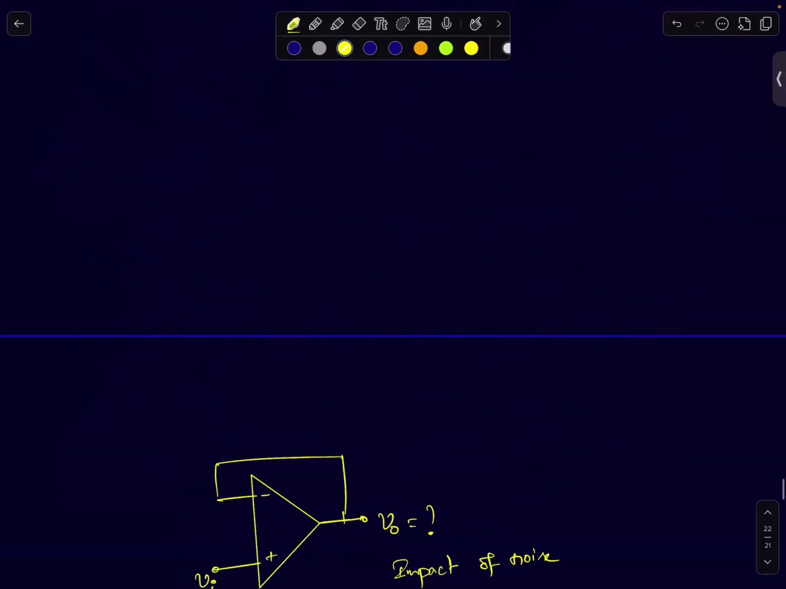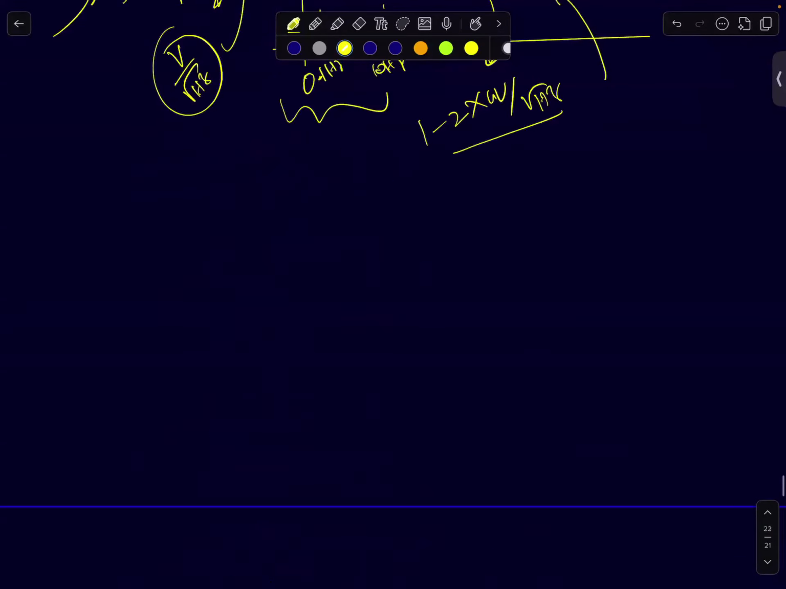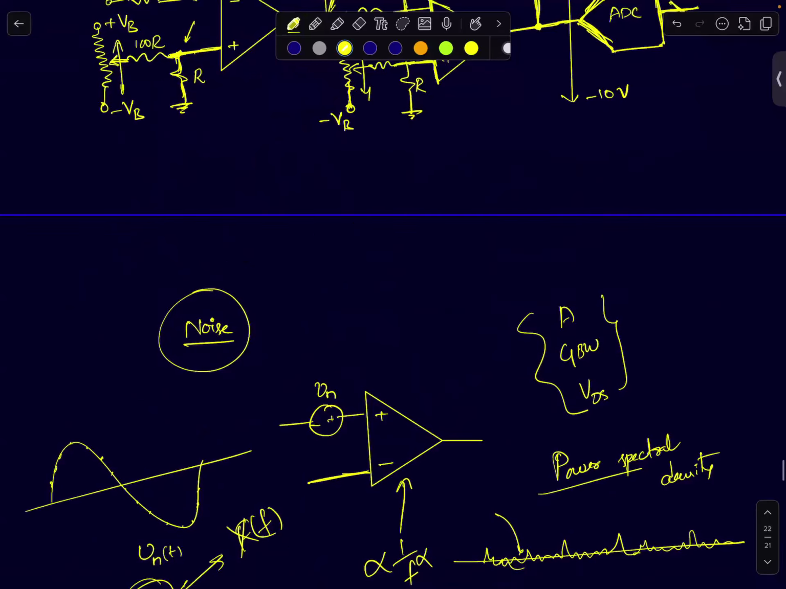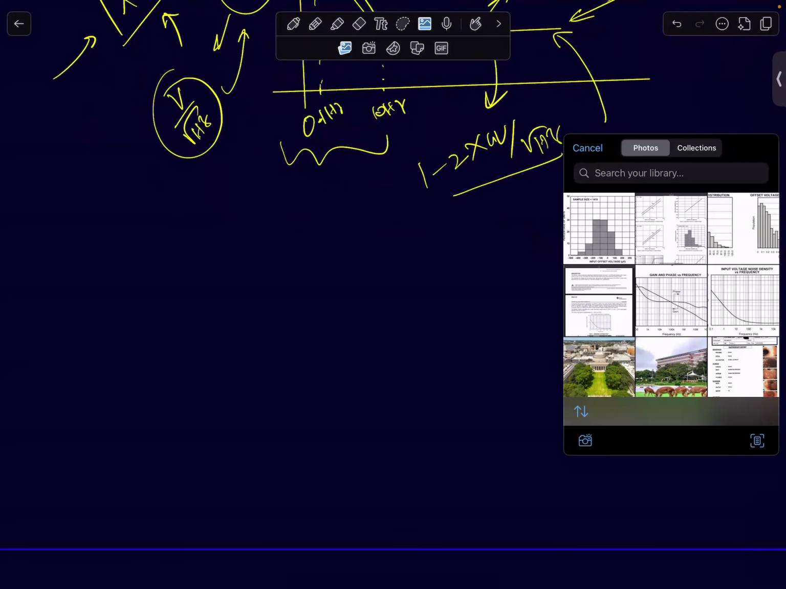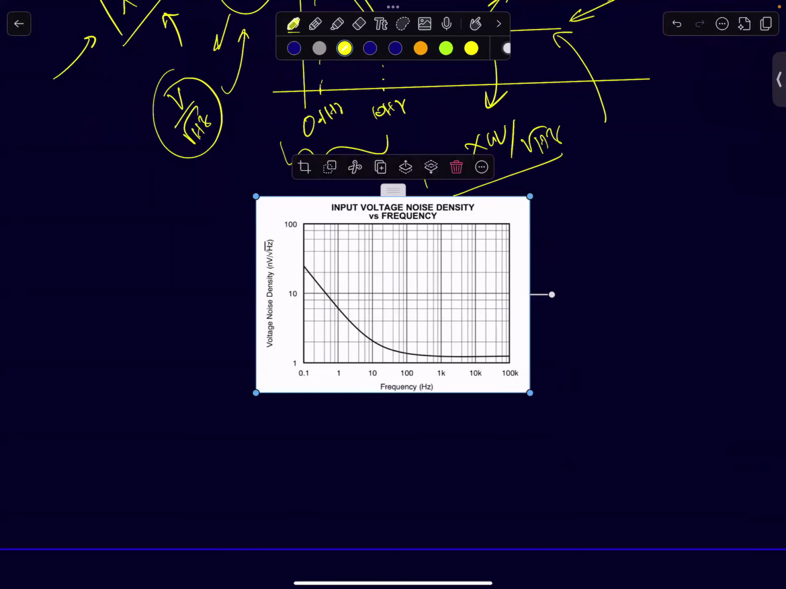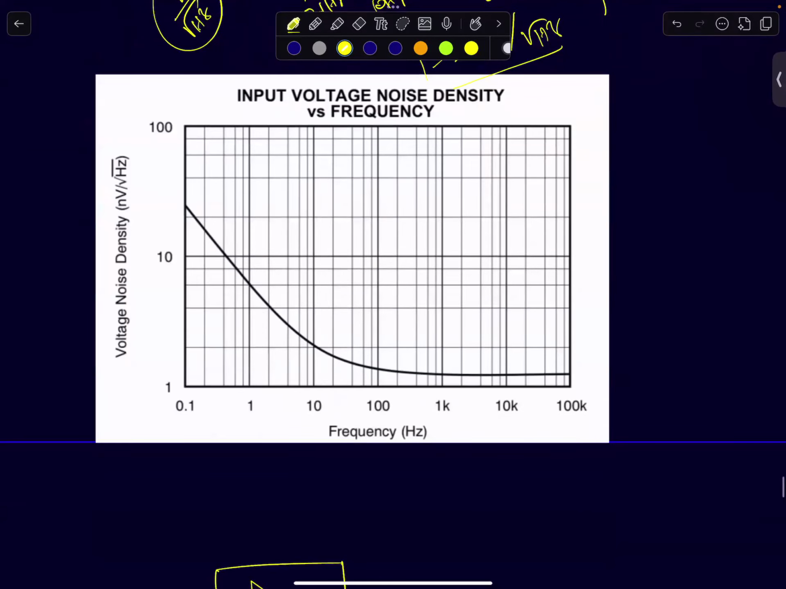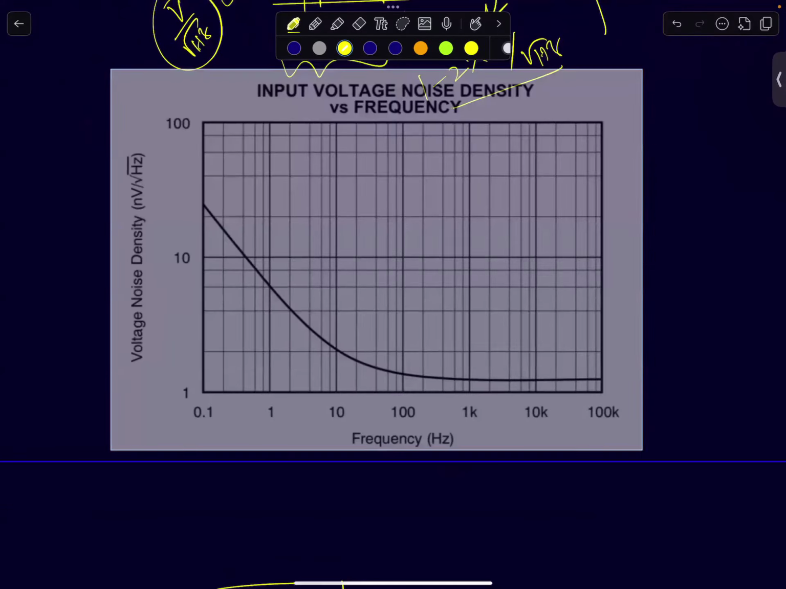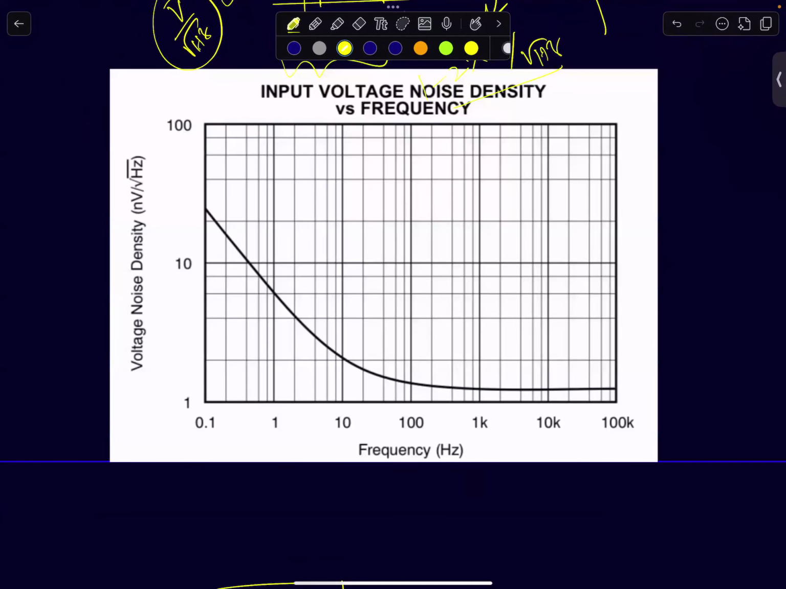Do I have a noise profile here? Let me see. Yeah, I have one. Okay, you guys see this? This one here is a typical one, I think it's one of the TI opamps. The units here are volt per root hertz. And see here, this noise floor is slightly greater than 1 nanovolt per root hertz. Here it is flicker noise dominant. Here it is thermal noise.